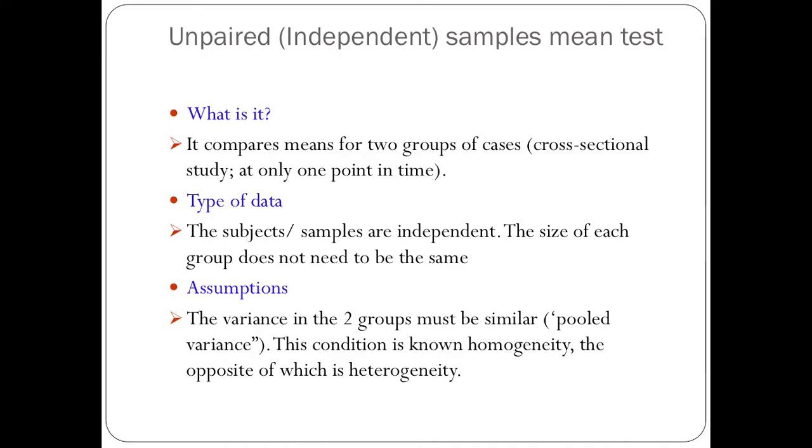The assumption for the unpaired sample t-test is that the variance in the two groups must be similar. So there is one particular number that we need to calculate, which is the pooled variance. This condition is known as homogeneity, and the opposite is heterogeneity.